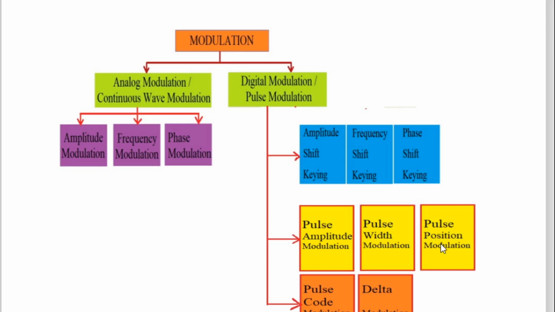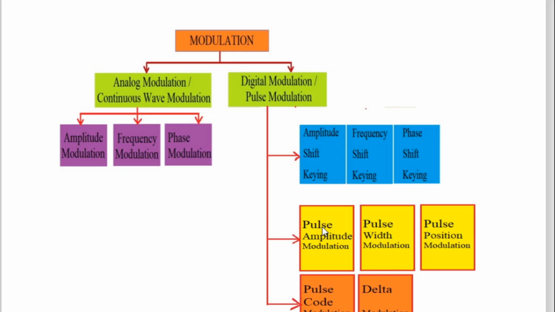So this is the second category of digital modulation, in which everywhere the terminology pulse is used: pulse amplitude modulation, pulse width modulation, pulse position modulation. Pulse is nothing but a sudden change in the voltage level from low voltage to high voltage, and then it remains in high voltage for some time, and then again it comes back from high voltage to low voltage. That change is a sudden change, and that is nothing but a pulse.